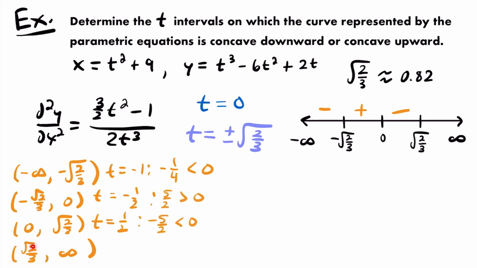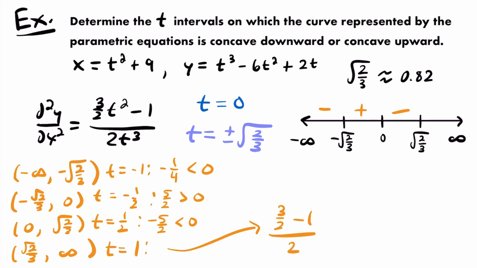Lastly, we have the square root of 2 divided by 3 to infinity. So let's pick a value of t between those two values. Remember that the square root of 2 divided by 3 is 0.82. So in this case, I'm going to choose t equals positive 1 because that will be bigger than that value and less than infinity. And so when t equals 1, we'll have 3 halves times 1 squared. That will be 1 times 3 halves. So we will have 3 halves minus 1 divided by 2 times 1 cubed. 1 cubed is 1, so 1 times 2 is 2.